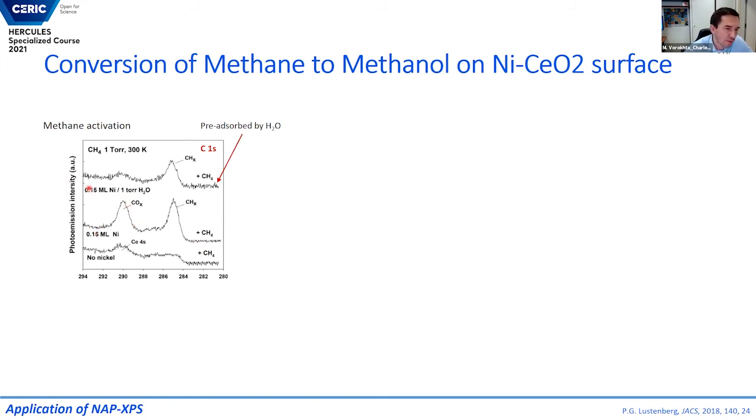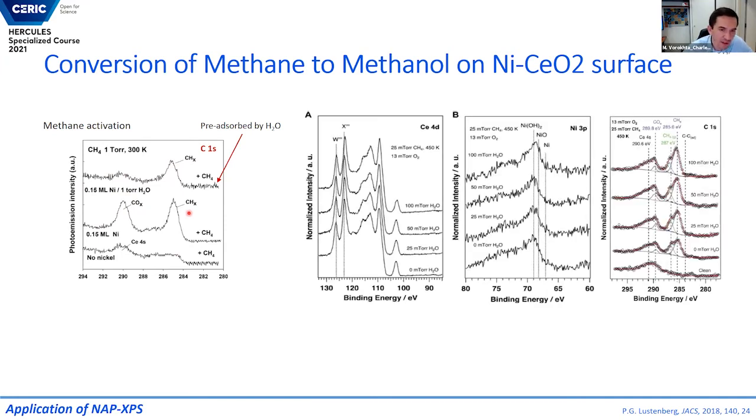However, what was found is that if you first pre-adsorb water on the surface, this pathway, which corresponds to the formation of COx, was completely attenuated, and you have formation only of these CHx species. So it means that water adsorbs on some catalytic sites, and it blocks the complete dehydrogenation of methane.